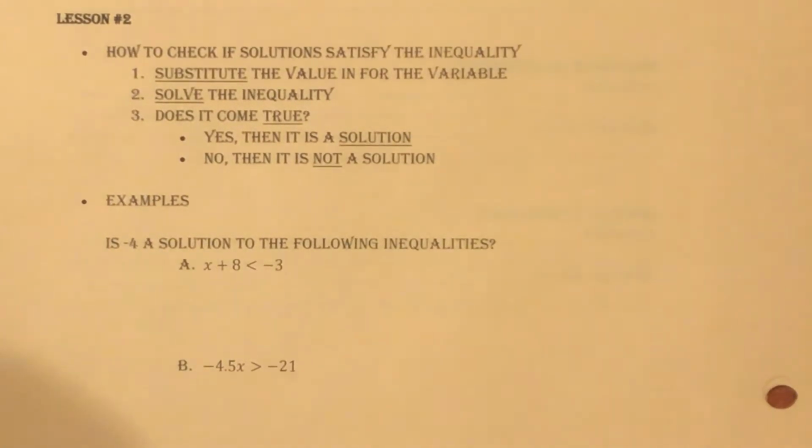So we're on to lesson number 2 in chapter 2b, which is all about solving linear inequalities. And lesson number 2 is all about how to check if a solution satisfies the inequality. So what we're talking about is we've got this linear inequality, so we've got a variable with something going on, an inequality symbol, and then a number. And they are going to give us a number to plug in for the variable and then figure out if it makes that inequality true or not.